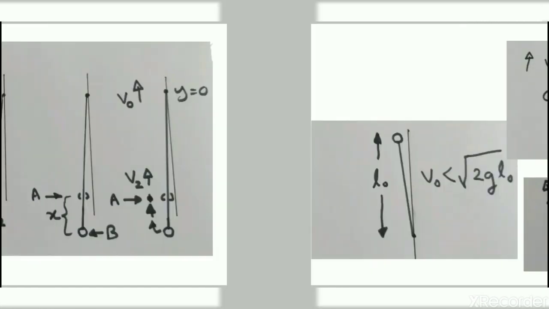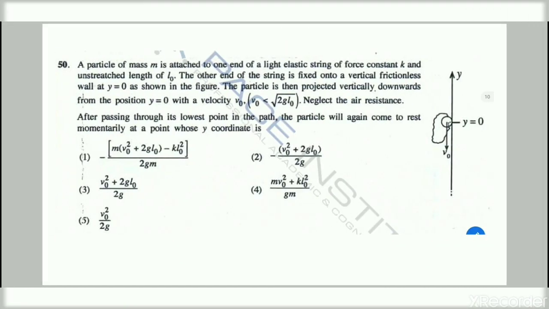Now, let's summarize what we have learned. In the question, they have asked about a ball with a light elastic string, and initially the ball is moved downwards and then it comes upwards, and when it comes upwards, at y0 it will have a v0 velocity acting upwards. When it is acting upwards, it will go some length and it will be stopped.